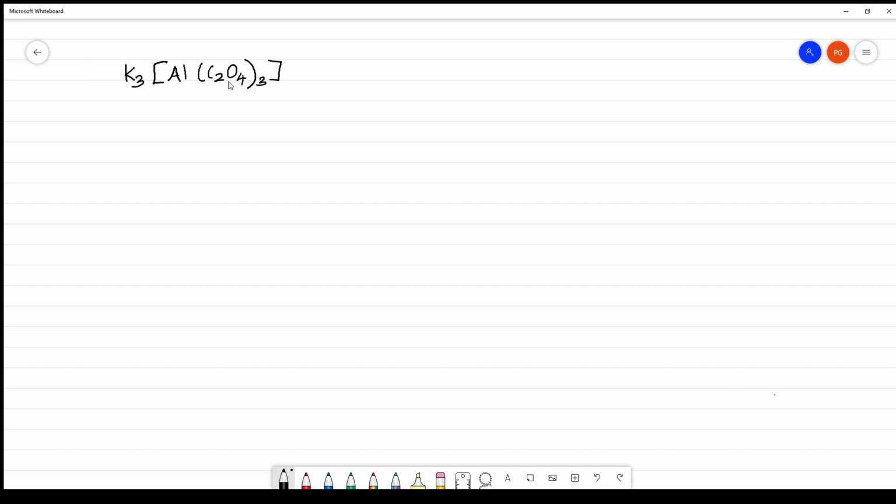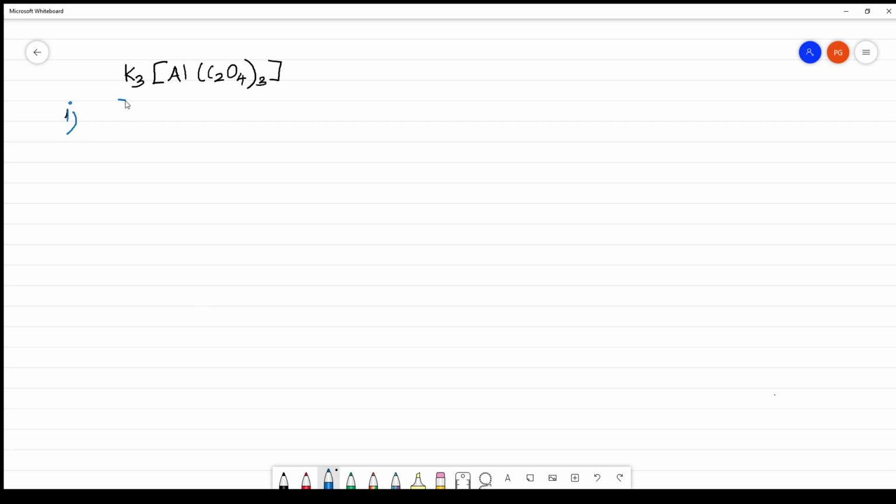IUPAC, that is coordination chemistry. What is the IUPAC name of K3[Al(C2O4)3]? So, how to write the IUPAC name? The first step is we have to identify what the complex is.